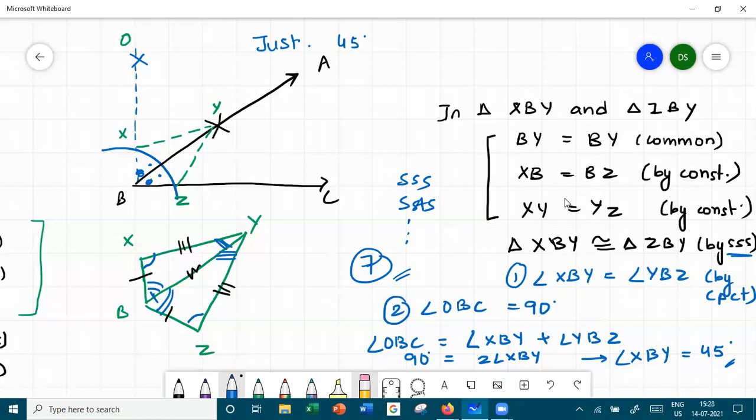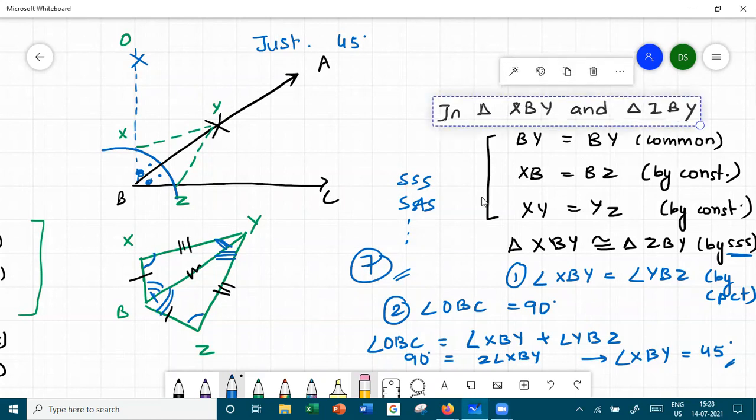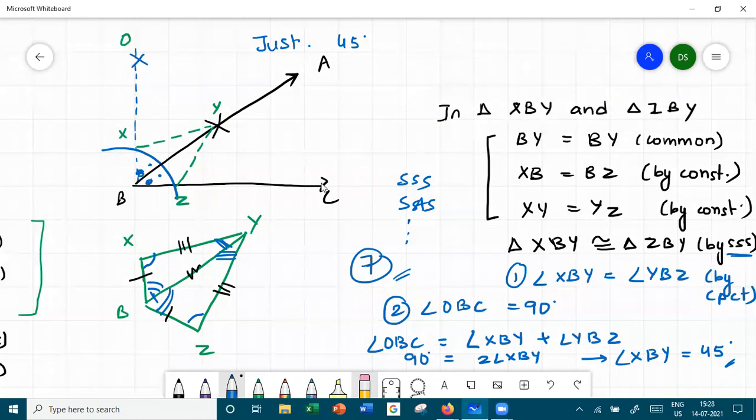Okay? Anybody else having any question in the justification part? No? What about if we had to justify some other angle like 90 or 75? Okay. For that also, same thing. So wherever you are going to cut this arc, right? Wherever you cut this Y point, that place you will be able to form two triangles.